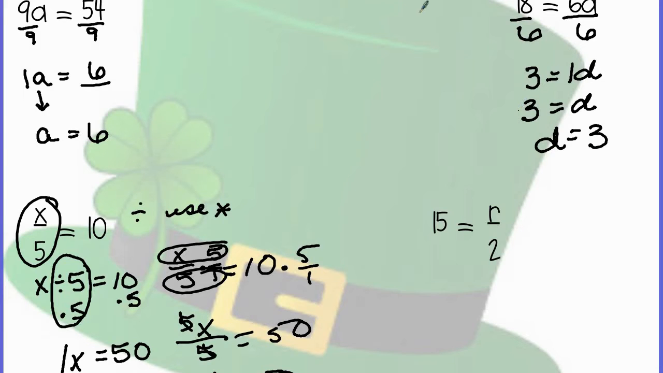And then I can go back and use substitution to check. I can take my 6 and substitute 3 in for d and see if that equals 18. I know 6 times 3 does equal 18, so I know my equation is correct.